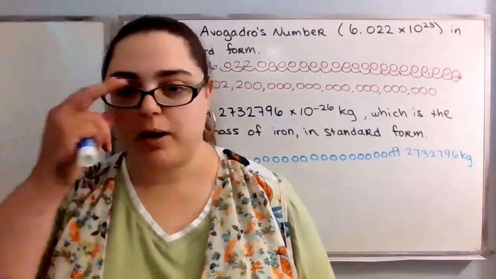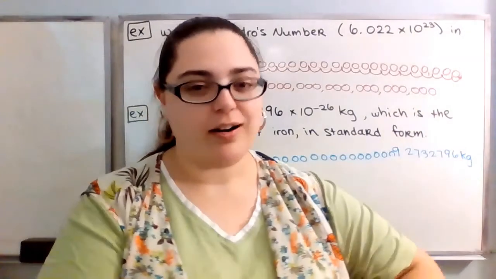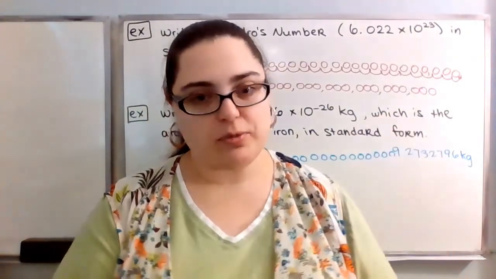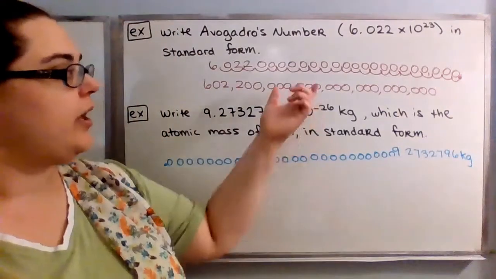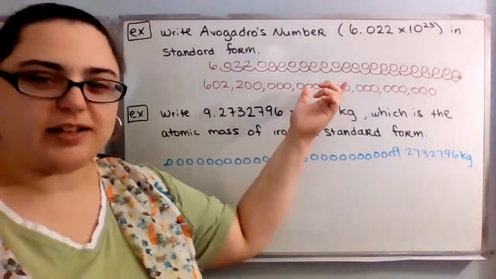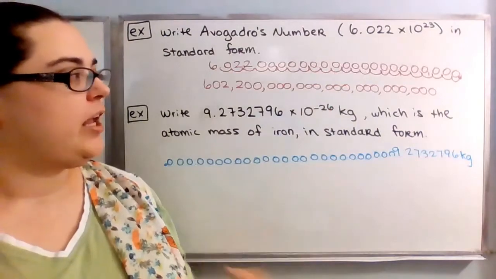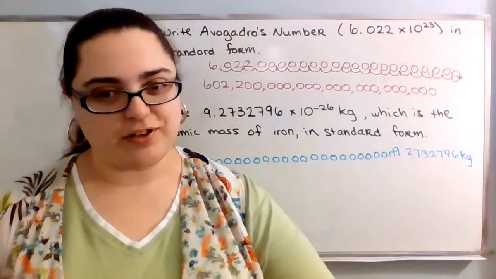So we've got a couple of problems for you to try to follow here. And of course, the answers are in the description box below. In the next video, we'll go the other way. So we'll talk about how you can take a number, whether it's really large or really small, in standard form and write it in scientific notation.